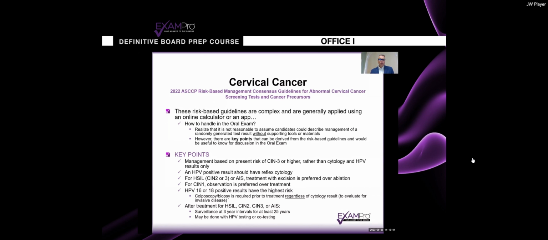So this is one of the, I think, more anxiety-provoking parts of the cervical cancer screening discussion, and that is the ASCCP app and deciding what to do with the results, okay? The first thing I want to say is I hope to relax you a little bit by simply saying that the examiners use the app as well, and none of them are going to be able to generate every result from memory. That's why they use the app. So you're not alone there.